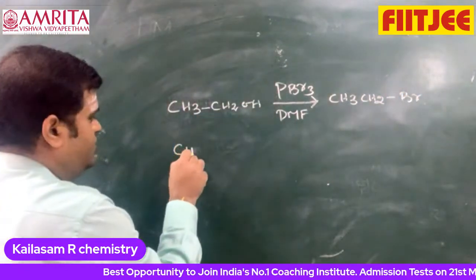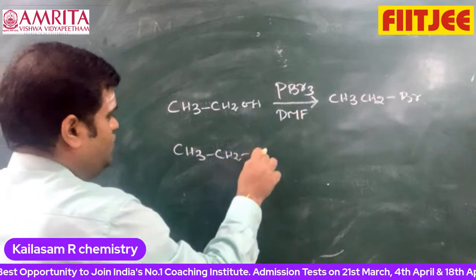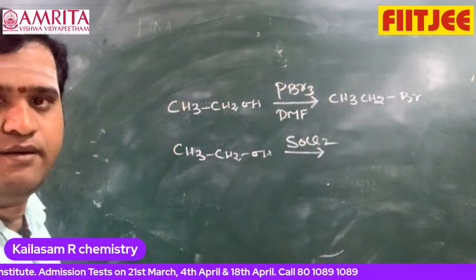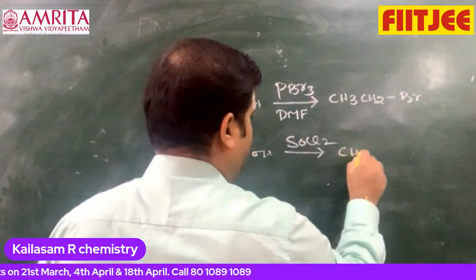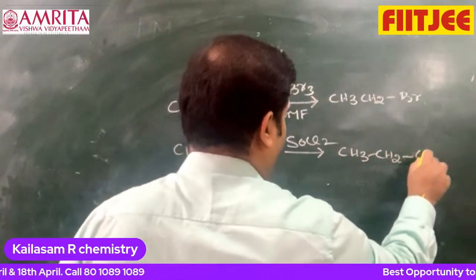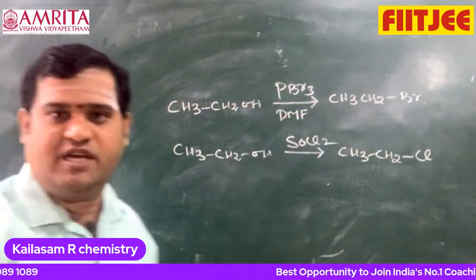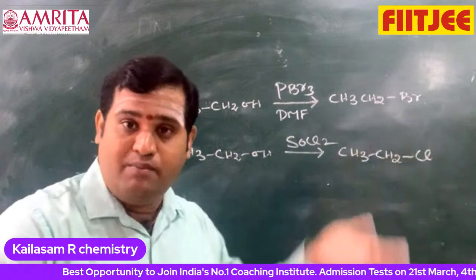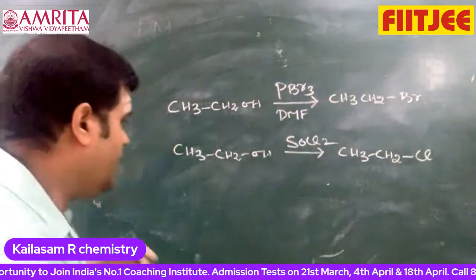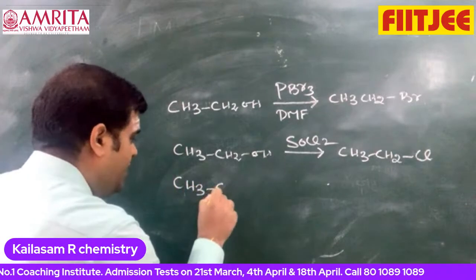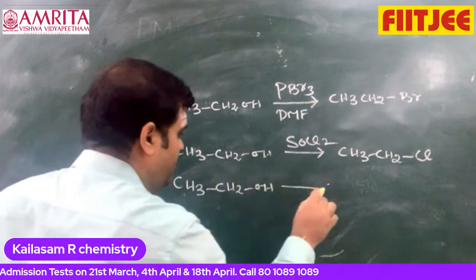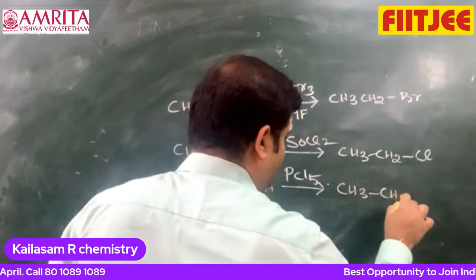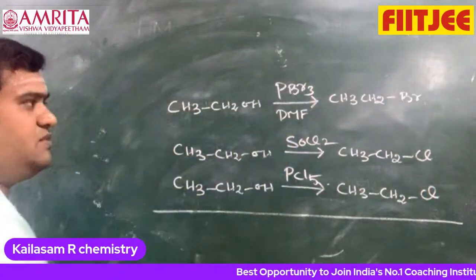Now, if I'm going to use CH3CH2OH with SOCl2, thionyl chloride, what is going to happen? I'm going to get the compound CH3CH2Cl. This is the best method of preparation of alkyl halide. Why? Because the side products I'm going to get are SO2 as well as HCl, liberated as gases. I'm getting a pure compound. Even I can use CH3CH2OH with PCl5. What I'm going to get is CH3CH2Cl. This is very important.